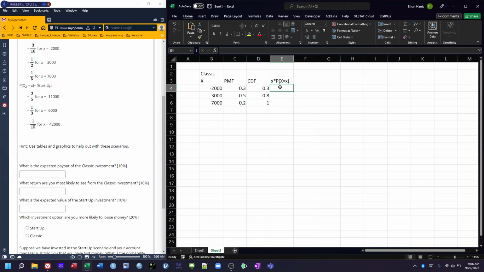All right, so to do this, we can do this really quickly in Excel. We can just hit equals, and I'm going to take specific member of the support multiplied by the PMF. And if we hit enter, we get negative 600 for this column, and we can drag those guys down.